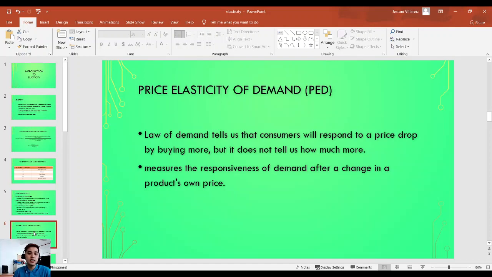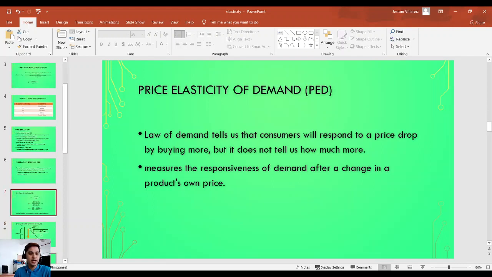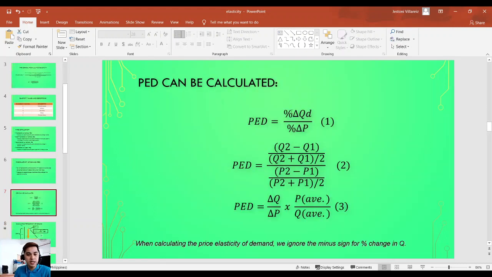Now, PED follows the law of demand. If you can still remember the law of demand, as price increases, the quantity demanded decreases. So they have a negative or inverse relationship. Now we want to measure here how responsive the quantity demanded is if the price will change. How much is the decrease if the price will increase? So we can compute our PED using this formula.